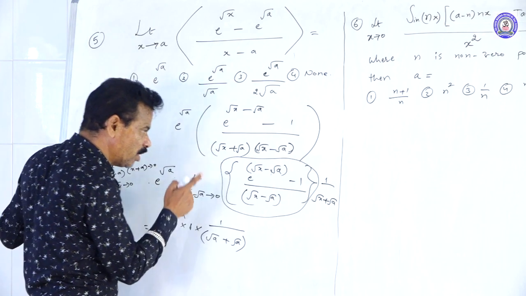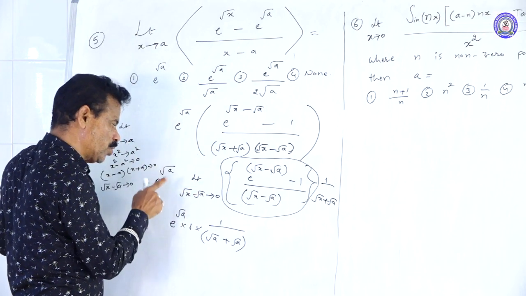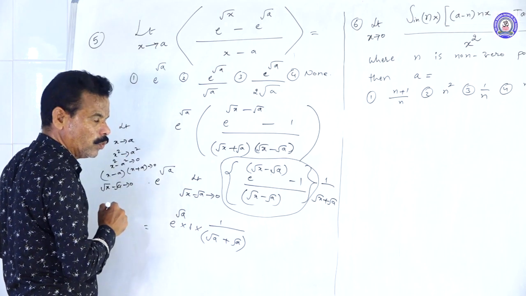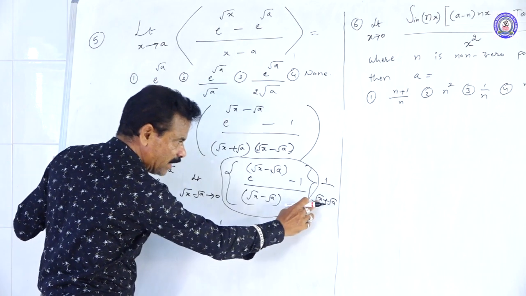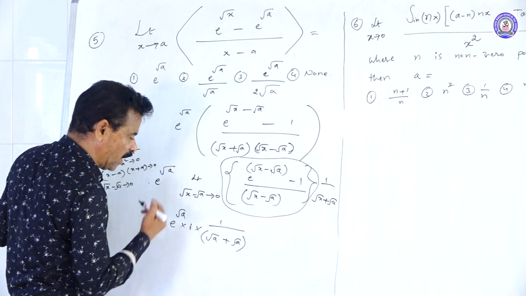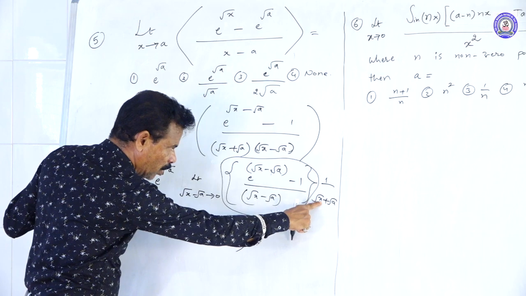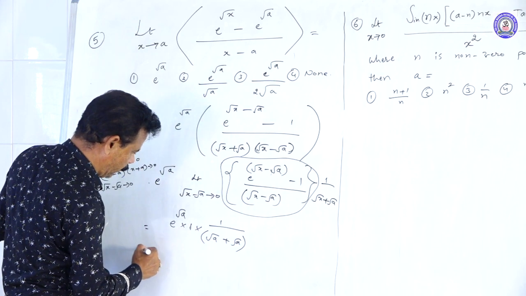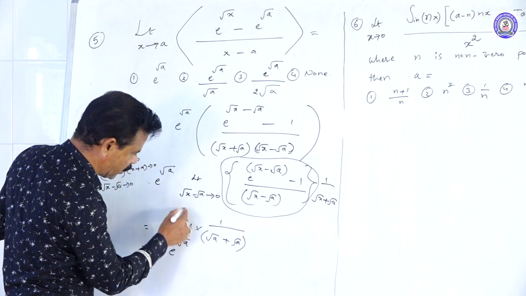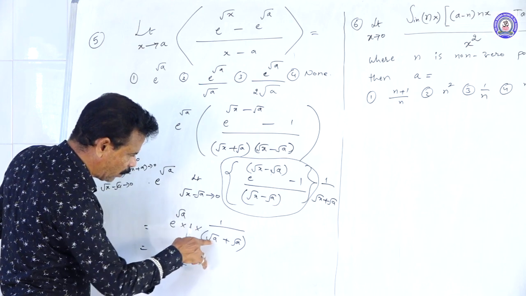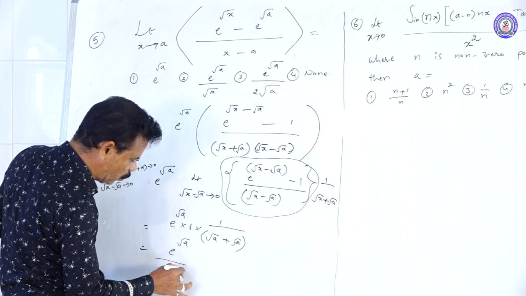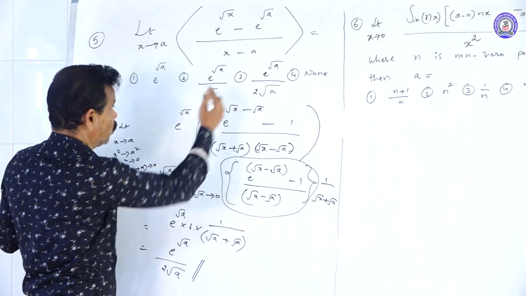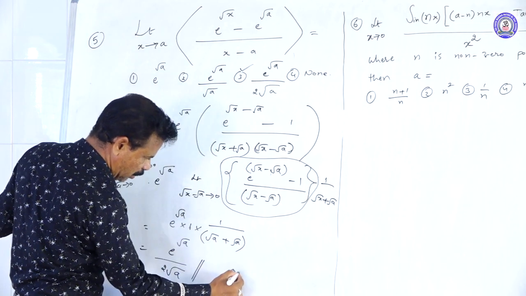After that, x tends to a, which is nothing but root of x minus root a tends to also 0. So here we apply x tends to a. That's why 1 by root of a plus root of a. This is 2 root a. E power root a as it is. This term denominator root a plus root a, 2 root a. This is the right answer. So according to this, the third option is the right answer. Option 3.